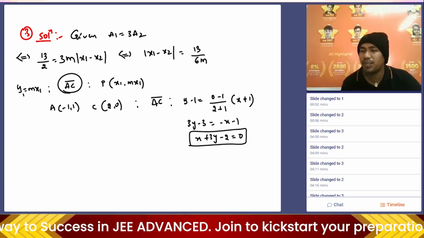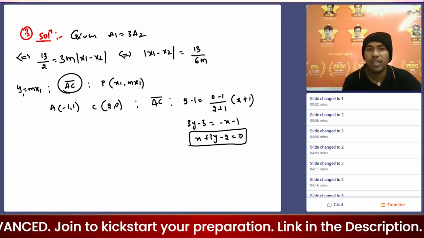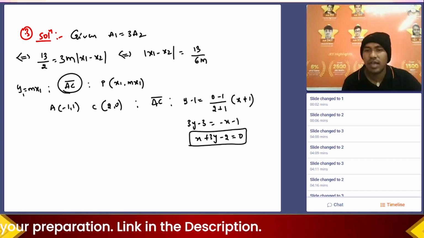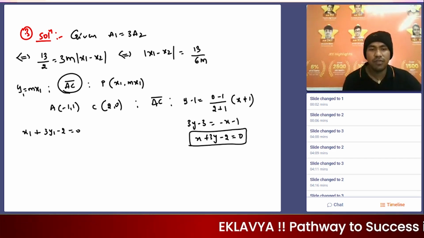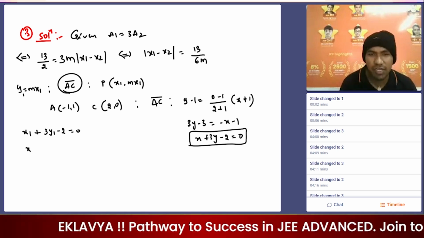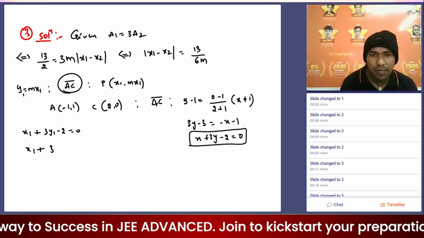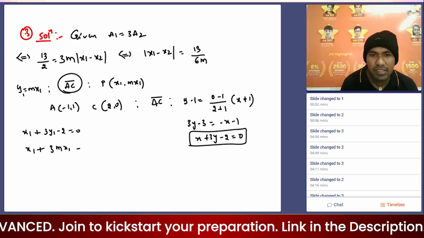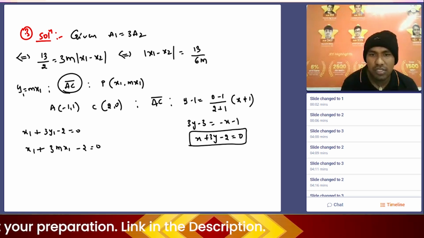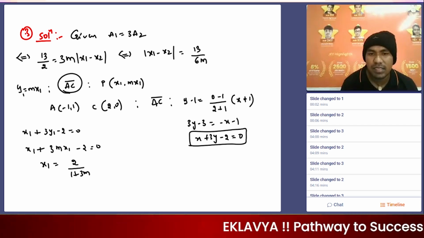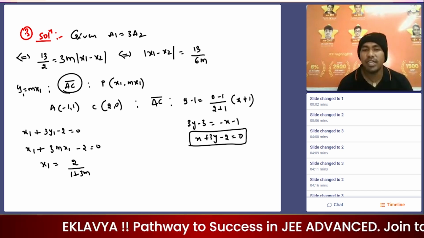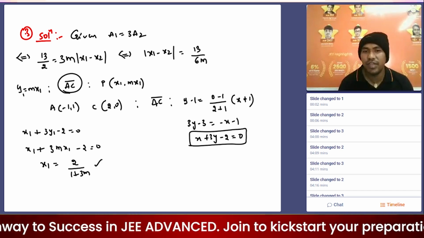And there is point P. P also lies on this line only. Now we have y1 equal to mx1, and the equation of AC is x1 plus 3y1 minus 2 equals 0. If I substitute the y1 value here, then x1 plus 3 times mx1 minus 2 is equal to 0. Now if I take x1 common from here, you will get 2 upon 1 plus 3m. That means point P, the x1 value only we need. We got the x1 value now.